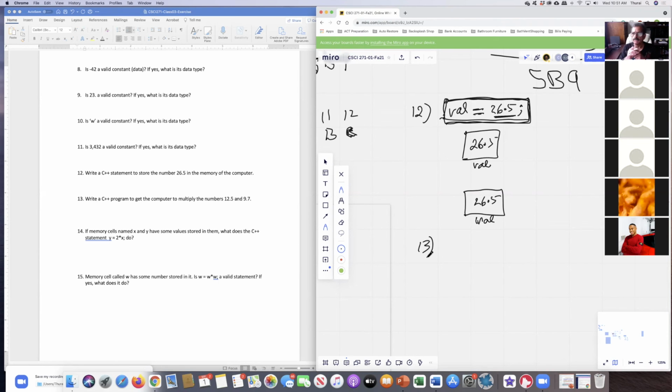For 13, can you... because I'm more familiar with Python than C++. But I know in Python you can print and do the calculation at the same time and run the program out. Can do that here.